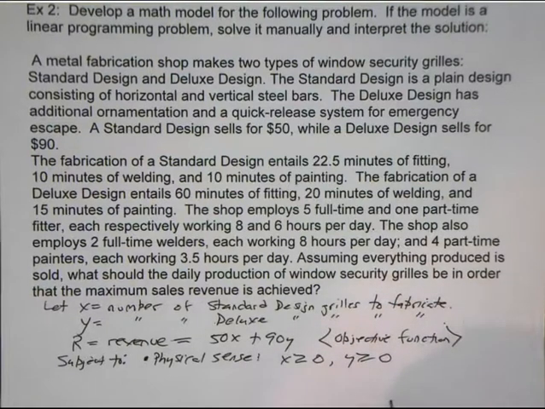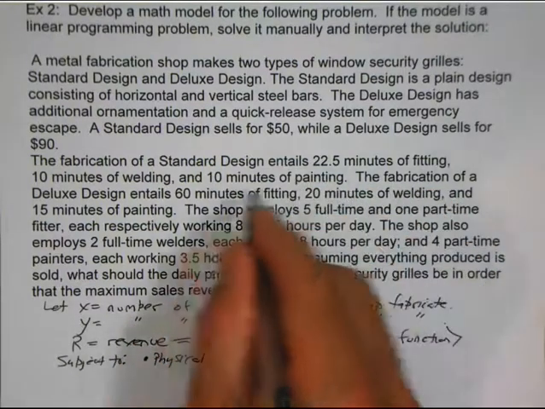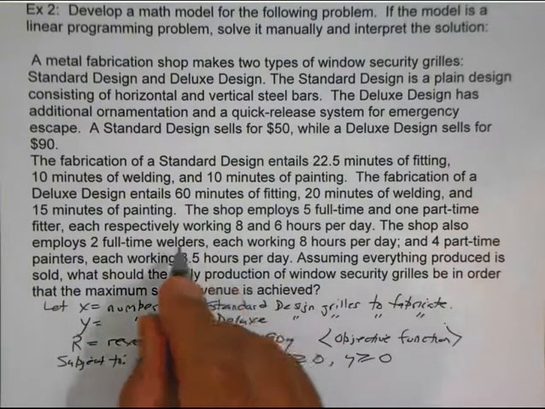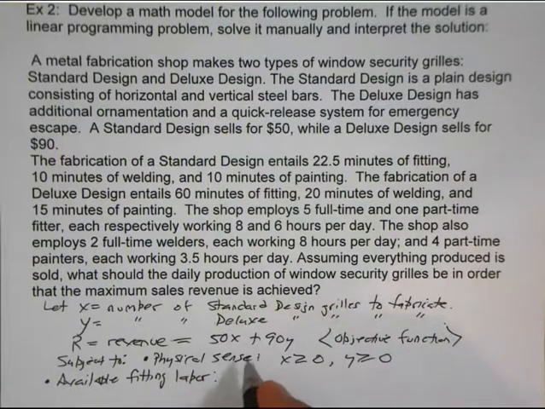Okay, then in addition to physical sense, we have got some other things to worry about here. There's some fitting labor involved in creating each of these 2 designs, and there's only a limited amount of fitting labor available. Okay, so another bullet here, and we could say available fitting labor. Okay, how can we formulate that?